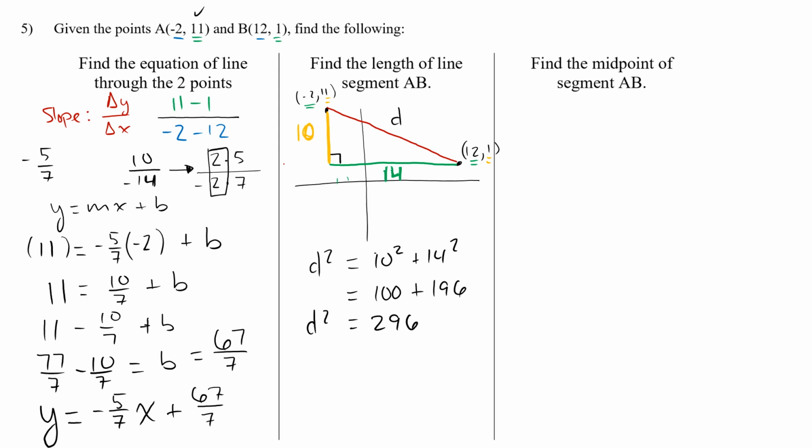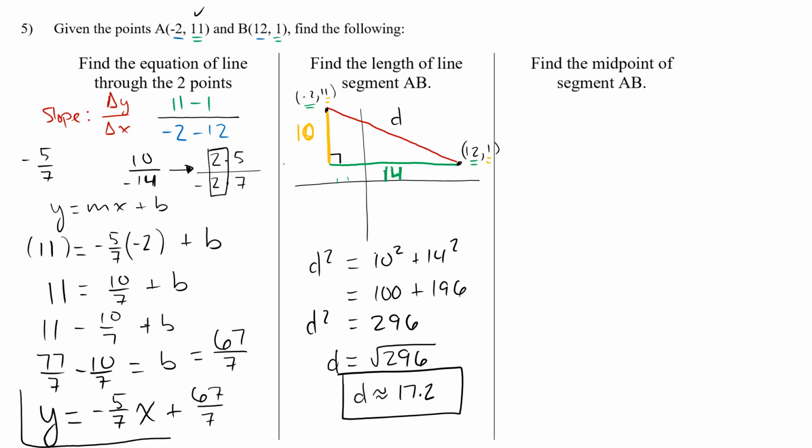And then finally, if I take the square root of both sides, I get that d is the square root of 296. And if I write that as a decimal approximation, d is approximately, the distance between these 2 points is about 17.2 units. So make sure this is identified as my solution. And over here, I forgot to identify this as the solution. This is the equation of my line.